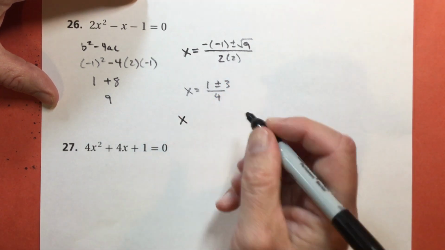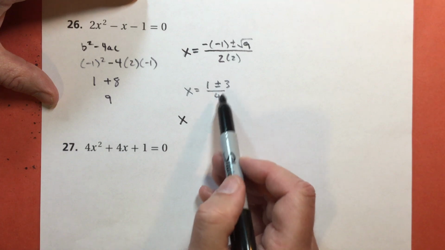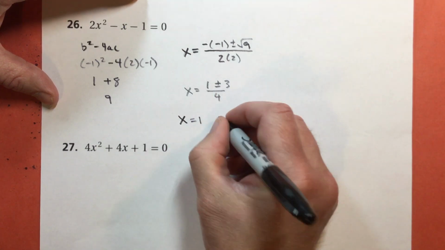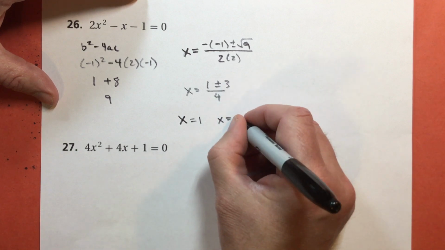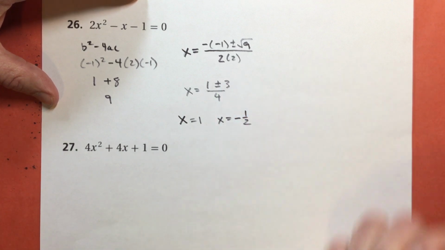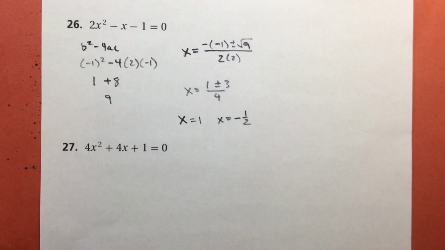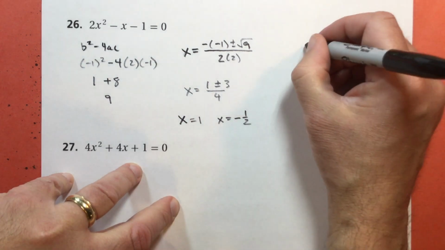And I'll write it down here, and I'm going to do this mostly in my head. 1 plus 3 is 4. 4 divided by 4 equals 1. And 1 subtract 3 is -2. -2 divided by 4 is -1/2. So I think because I didn't end up with a square root or anything, I probably could have factored this one. And let me just double check.